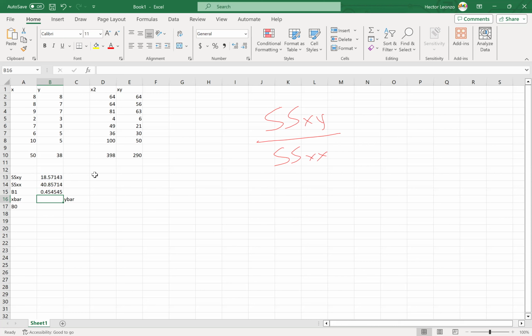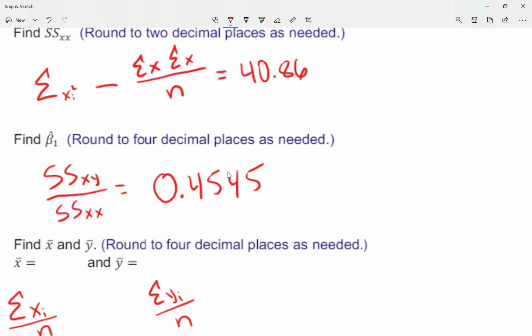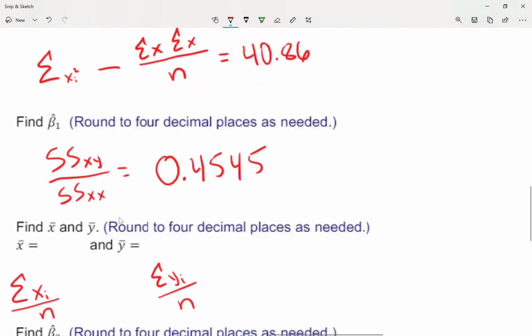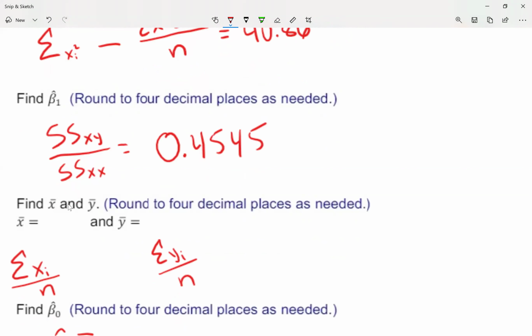So for this to calculate it, 0.4545. Because now this one, I'm going to round it to 4 decimal places. So 0.4545. Okay. So my beta 1 is 0.4545. Now I have to find my x bar, y bar. So the average of the x's, the average of the y's, rounded to 4 decimal places.